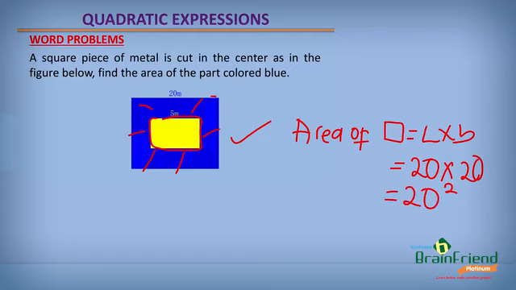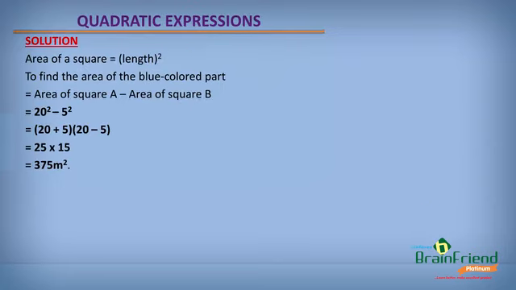While the area of the part cut out, the yellow part, is 5 times 5, which is the same thing as 5 square. So we want to use the difference of 2 squares to calculate the area of this part colored blue. So now the area of square A, that is the main square, we've said is 20 square, while the area of the square B is 5 square.